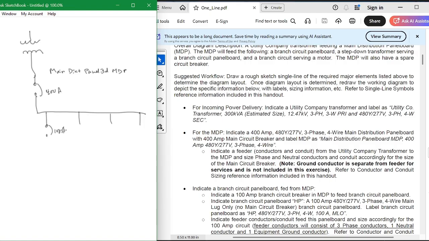And then we're going to go down to a panel board. This panel board is main lug only. It's a panel board down here someplace. MLO stands for main lug only. There's no main circuit breaker on this panel. You use your circuit breaker up here to turn it off.